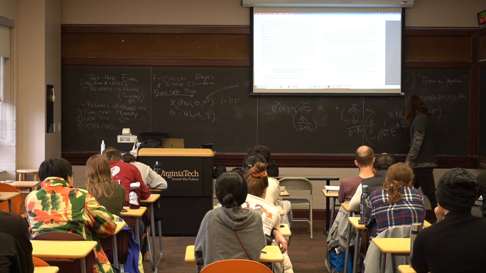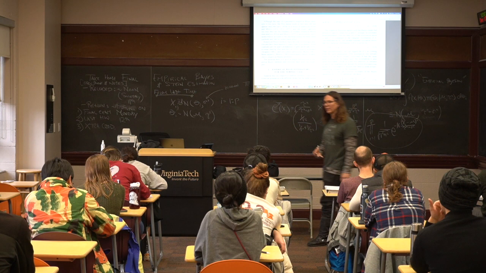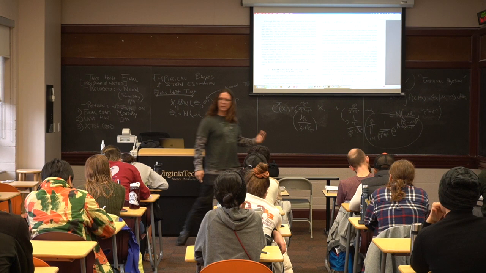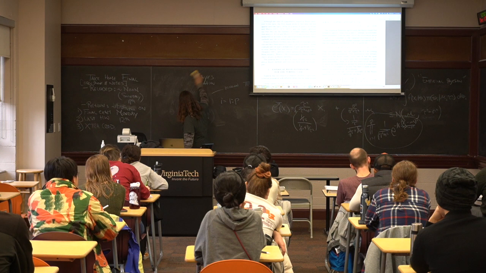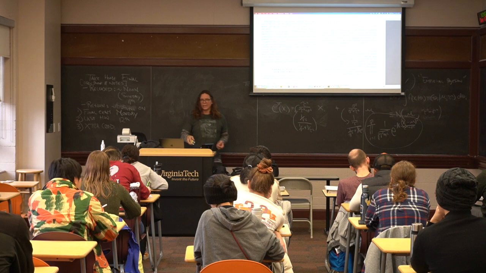I could try to maximize this as a function of mu, sigma squared, and tau squared. And it would give me slightly different answers than what they've done here. So that would be the maximum likelihood way of doing empirical Bayes. What they've done is what's called a method of moments approach. And I'm not sure why they did this. I don't think that there's any particular reason one way or the other.